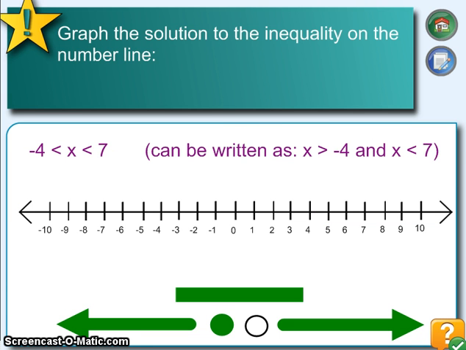Okay, next one. Negative 4 is less than x is less than 7. This is an and problem. If you are not given a word in a problem for a compound inequality, it is always going to be the word and. So we can rewrite that as x is greater than negative 4 and x is less than 7. Because this is the word and, we only want to show the numbers that indeed make both true. So x is greater than negative 4, we would put an open circle at the negative 4, and we would begin to shade to the right.